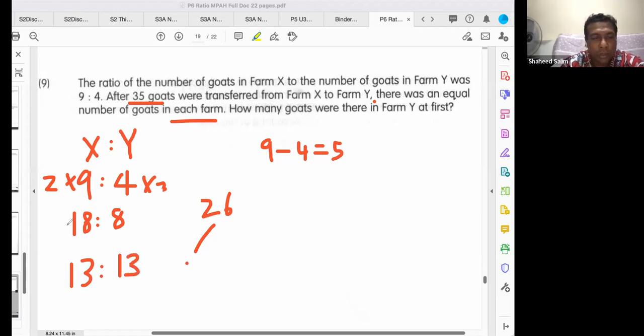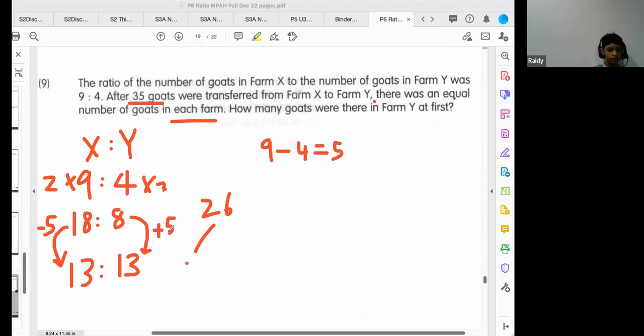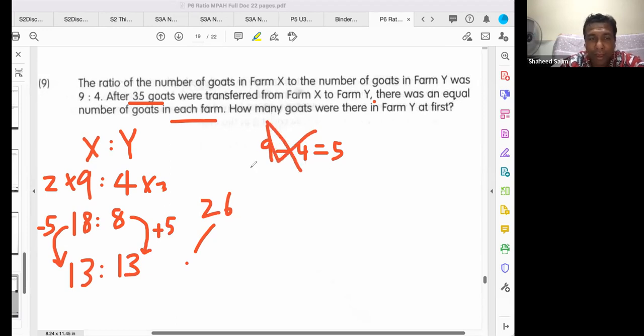Watch carefully. So now from 18 to 13, you must minus 5. And then down here, you must plus 5. So in this case, you are correct, 5 units, but this is not the right working. The 5 units down here is this one. 18 minus 13, this is the right method, not 9 minus 4 equals 5, but your answer may be the same. So 5 units is 35 goats.